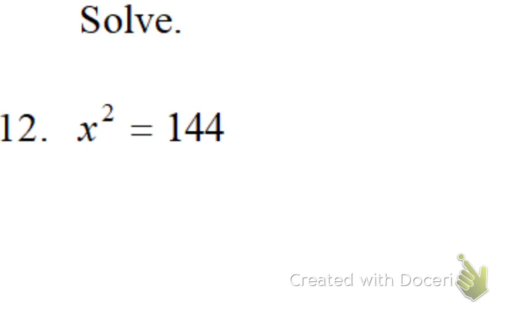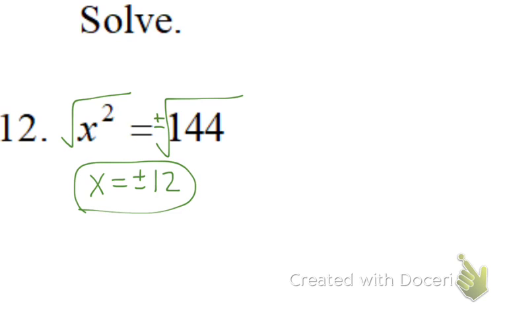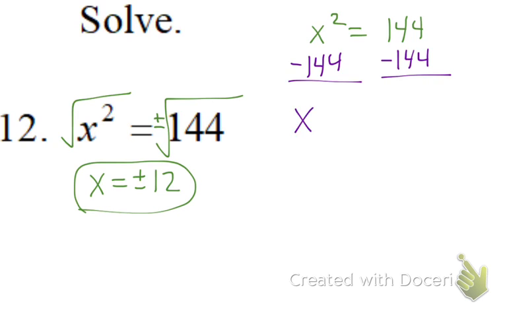One of the ways we worked this was to square root both sides. To get rid of squared, square root, make sure you do positive or negative on one side. So we get positive or negative 12. The other way to work this is to solve by factoring. Subtract 144 from each side. Not like terms, you can't combine them, just write it out.